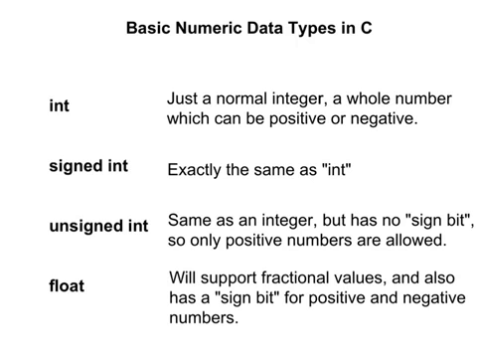And float will support fractional numbers and also has a sign bit, so it can be positive or negative. So if you needed to store a value like 7.31, you would use a float. Now I should point out that what we have learned in the previous lesson is only part of the picture about how fractional values work, and we will get more into that later. You need to memorize these 4 data types: int, signed int, unsigned int, and float, so that you will recognize them and understand them when you see them later.